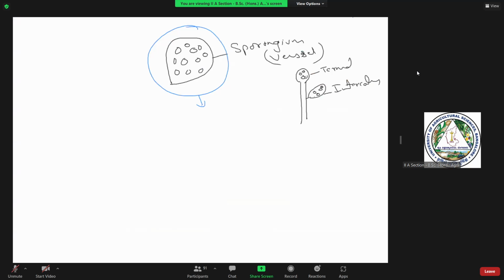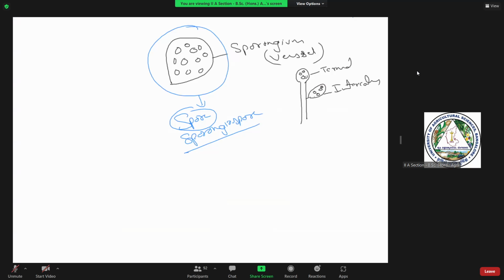Sometimes this entire sporangium can behave like a spore. That is called as a sporangiospore. That is, the entire sporangium can behave like an independent spore, that is called as a sporangiospore.